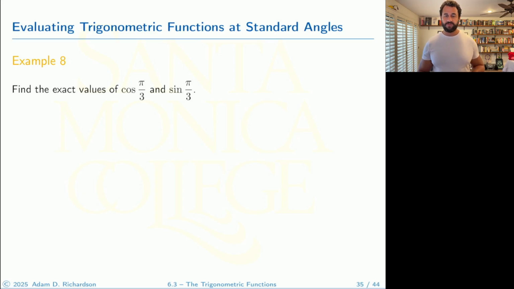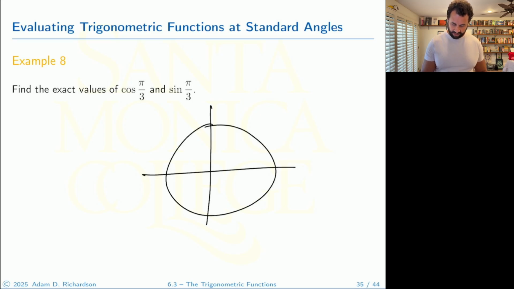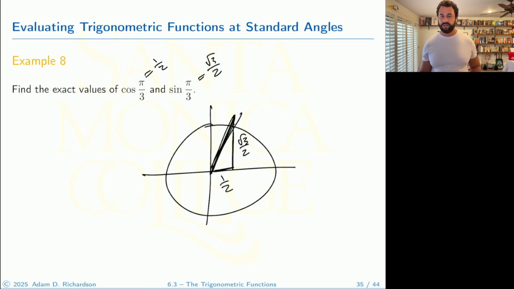But cosine pi over 3, sine pi over 3. Okay, where is pi over 3? Imagine the unit circle. Pi over 3 is about there. So that's the long leg, that's √3/2. That's the short leg, that's 1/2. So cosine pi over 3 is 1/2. Sine of pi over 3 is √3/2. And we're done. That's it.